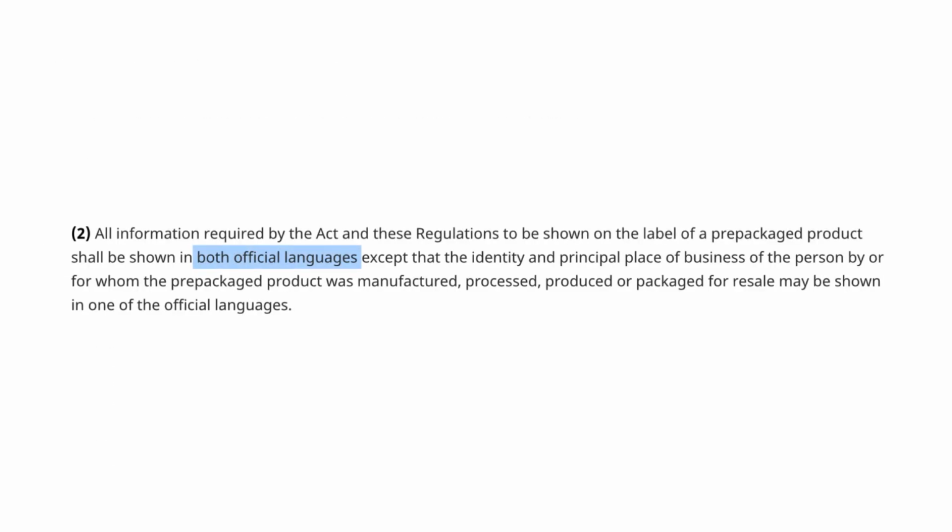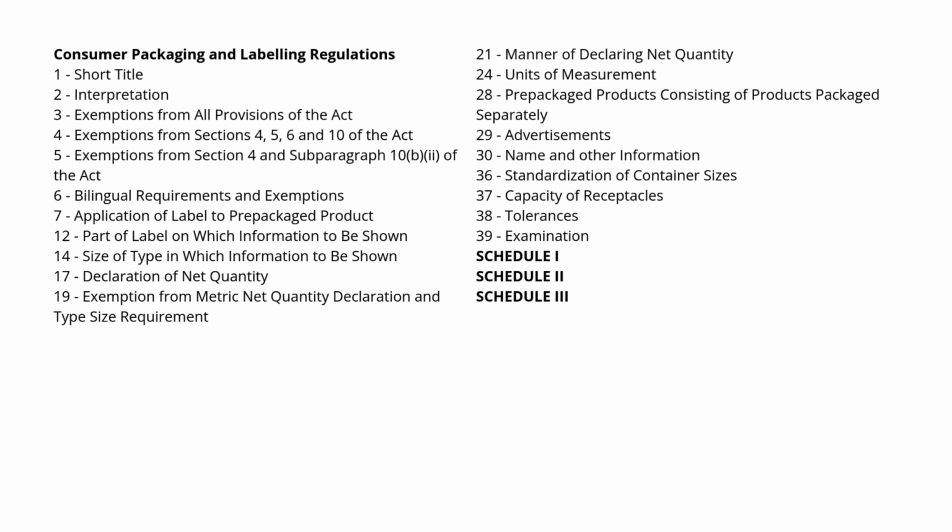And then we have the bilingual requirement. This is really a cornerstone that must be understood if you sell anything in Canada, and that's that you must provide label information in both official languages. Both official languages, the definition means English and French. And this information can be found in the packaging and labeling regulations under Section 6, bilingual requirements and exemptions.